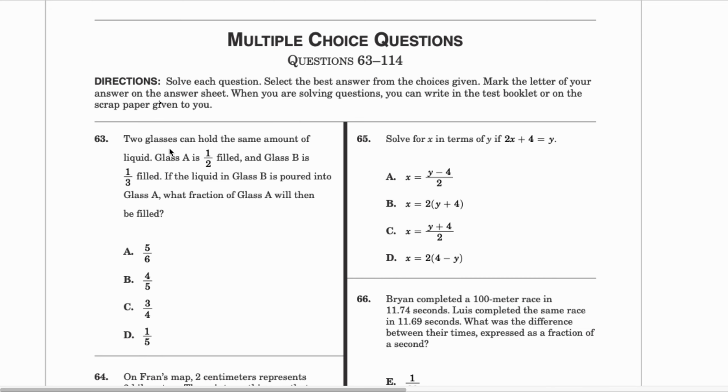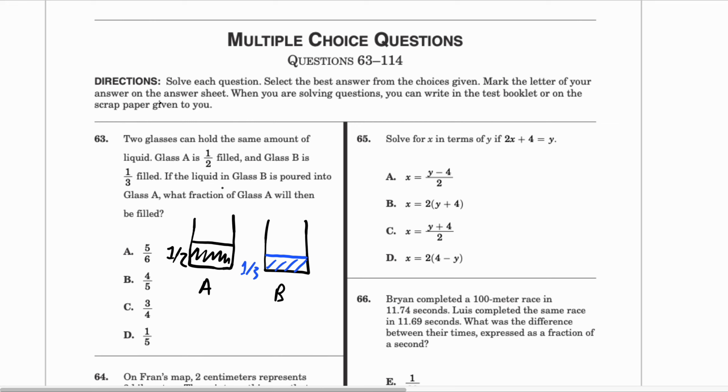Two glasses can hold the same amount of liquid. Glass A is 1/2 filled and glass B is 1/3 filled. If the liquid in glass B is poured into glass A, what fraction of glass A will then be filled? So we have glass A that is 1/2 full, and then we have glass B, and that is 1/3 full.